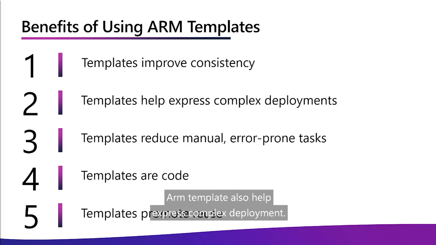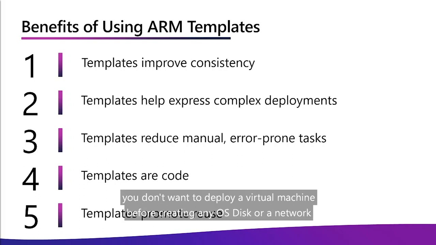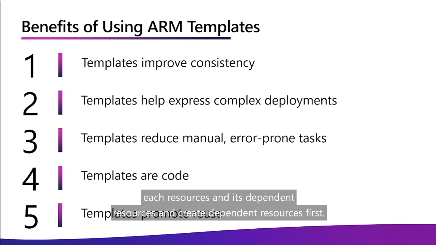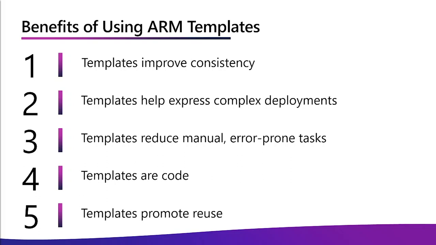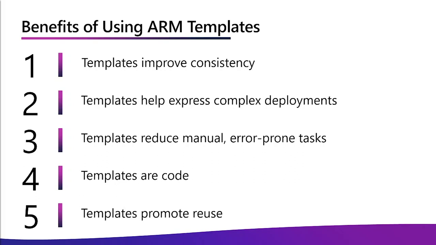ARM templates also help express complex deployments. It enables you to deploy multiple resources in the correct order. For example, you don't want to deploy a virtual machine before creating any OS disk or a network interface. Resource Manager maps out each resource and its dependent resources and creates dependent resources first. Dependency mapping helps you to ensure that the deployment is carried out in the correct order.